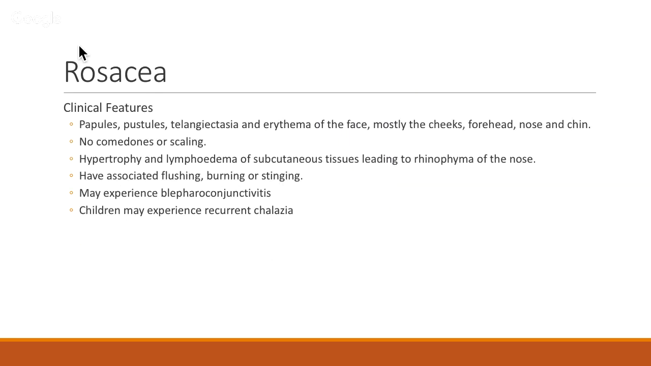So clinical features, as I mentioned before, you get papules, pustules, telangiectasia, and erythema of the face, mostly on the cheeks, forehead, nose, and chin. They call it an ace of clubs sign. In rosacea, you don't get any comedones and you don't get scaling. You might have some lymphedema and hypertrophy of the subcutaneous tissues, and that's why, particularly in men, you get rhinophyma of the nose. And because it's due to that hypertrophy of the subcutaneous tissues, unfortunately the treatment for rosacea, the topical therapies and also the oral antibiotics that you use, isn't going to necessarily treat the hypertrophy of the tissue and the rhinophyma that they get.